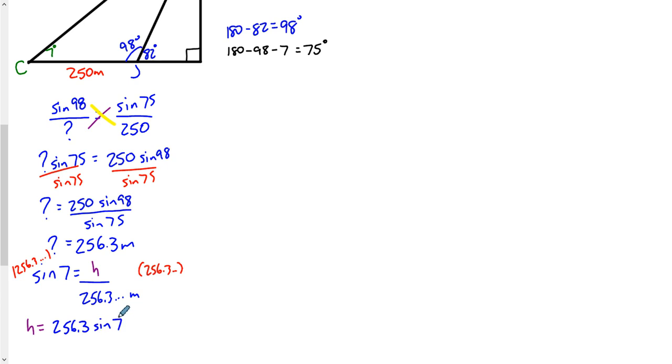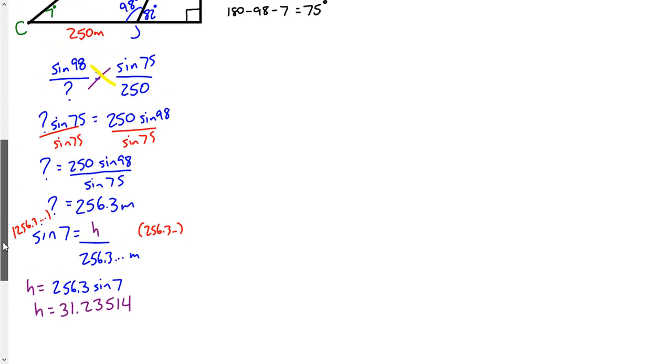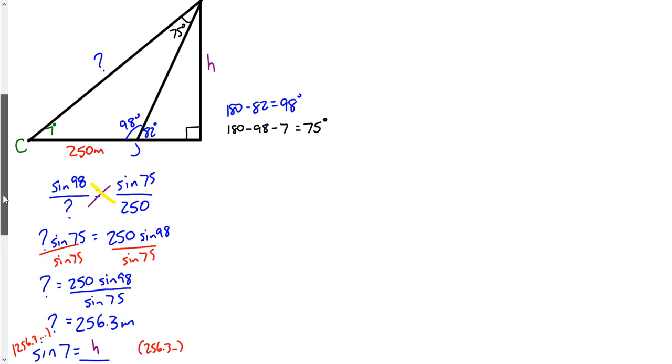Multiply by sine of 7. The height I get is 31.23514, and so on and so forth. Now the only reason I'm writing out a whole bunch more on this is just because we could have calculated it another way.